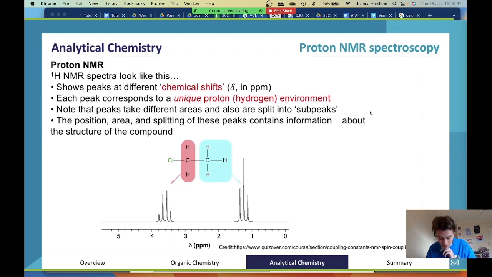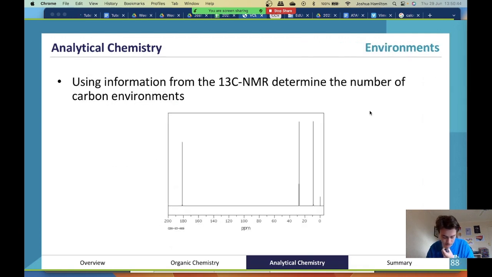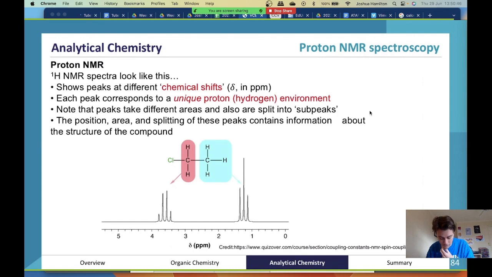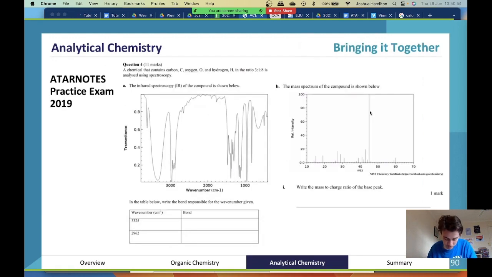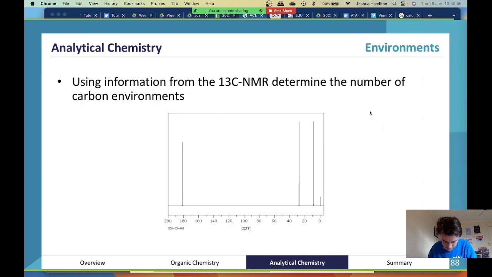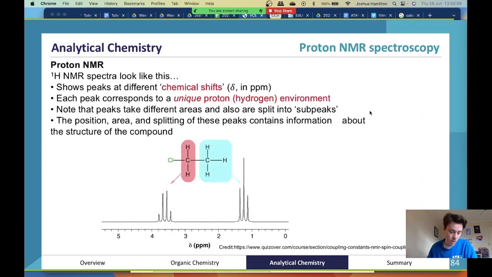First of all, we'll start off with proton NMR, because it gives a little bit more information than carbon NMR, and it's more useful, so we are going to go through it more often. We'll just go through proton NMR first. Proton NMR refers to hydrogen-1 NMR. It shows peaks as chemical shifts.